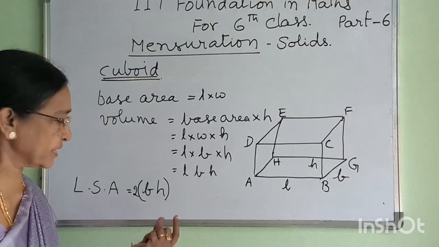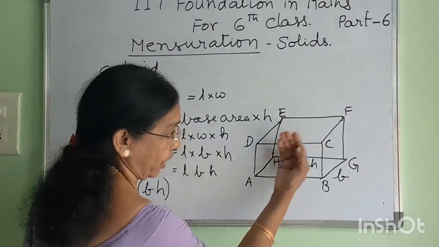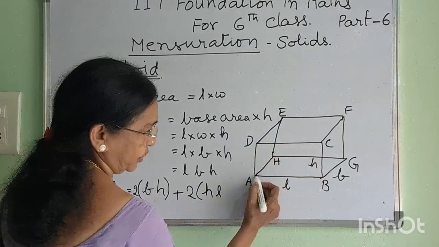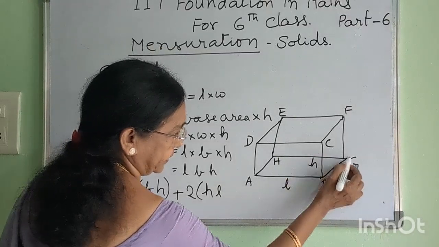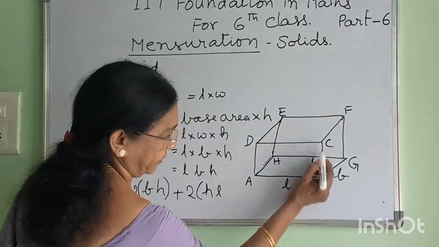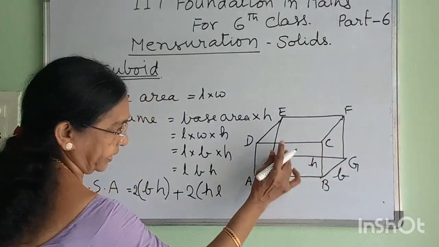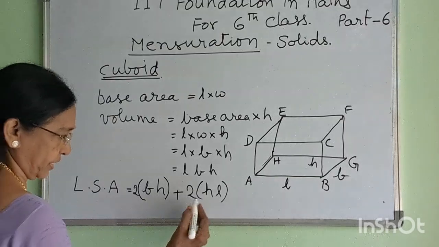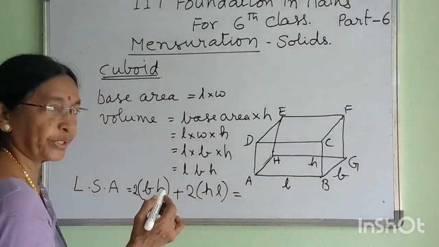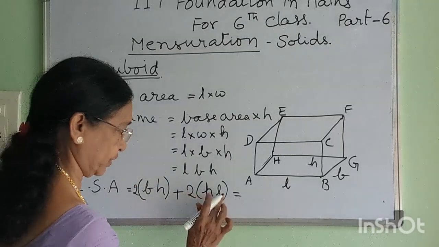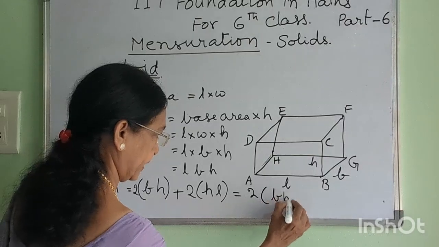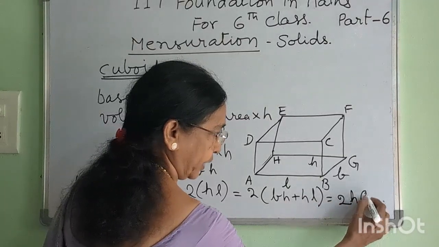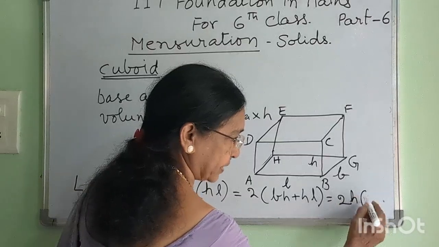There are 2 surfaces having the same area bh, and the other 2 surfaces are 2 into h into l or l into h. So ABCD is the base, and this is the vertical surface. So L into H is the area of this surface. And the area of the opposite surface is also equal to H into L. Therefore, 2 into HL. Therefore, lateral surface area, total area of the sides, is equal to 2 into BH plus 2 into HL, or this is 2 into BH plus HL, and this is also equal to 2 into H, which is common, into L plus B, or B plus L.